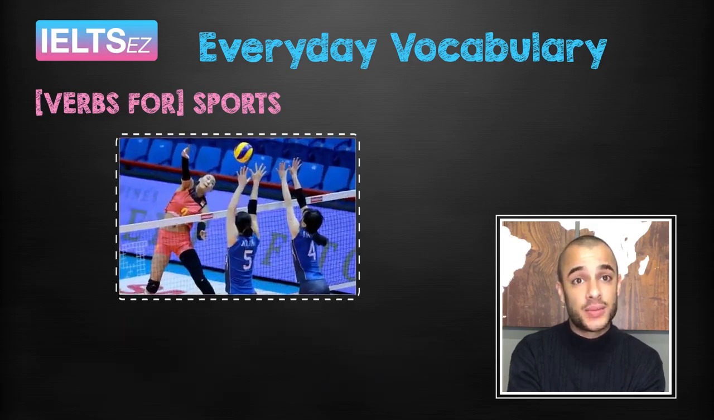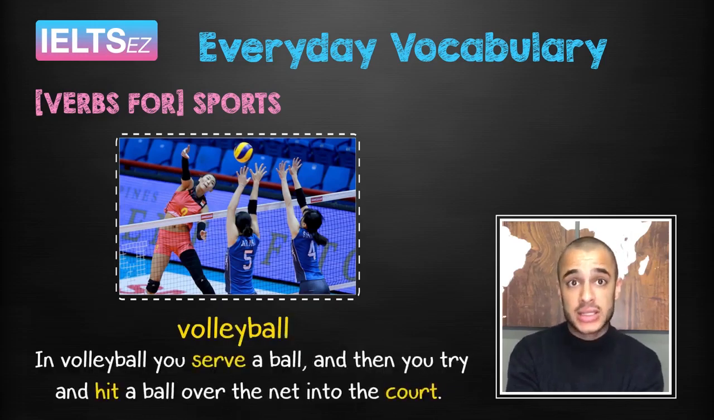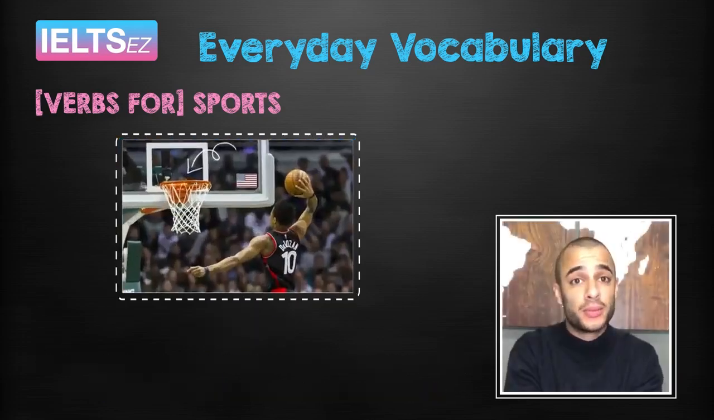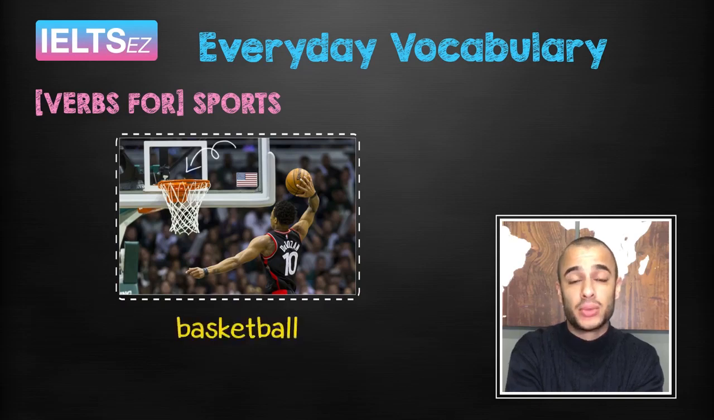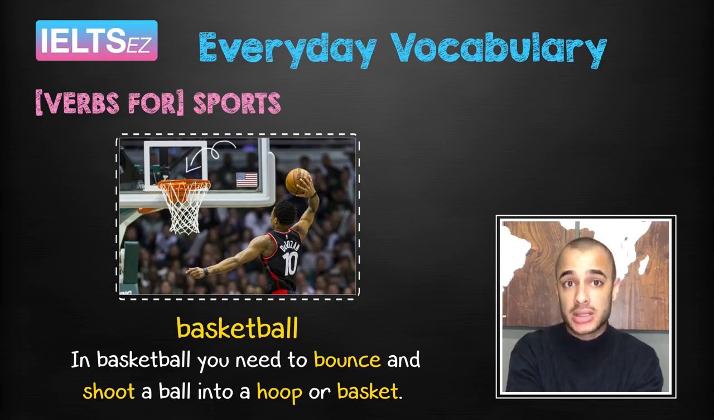And this is volleyball. In volleyball, you serve a ball, like in tennis, and then you try and hit a ball over the net into the court. Serve, hit, court. And this one, basketball. In basketball, you need to bounce and shoot a ball into a hoop or basket. Bounce, shoot, hoop, basket.